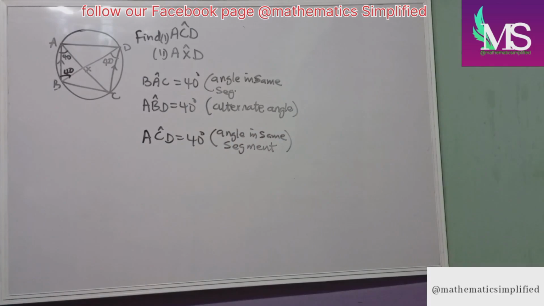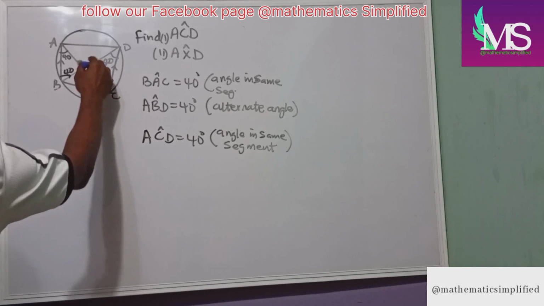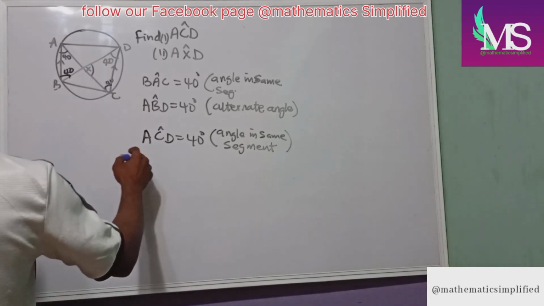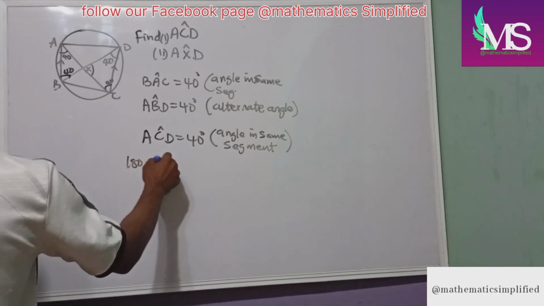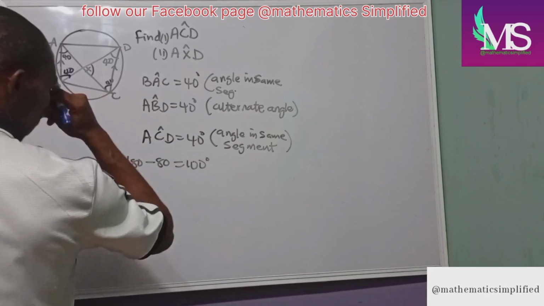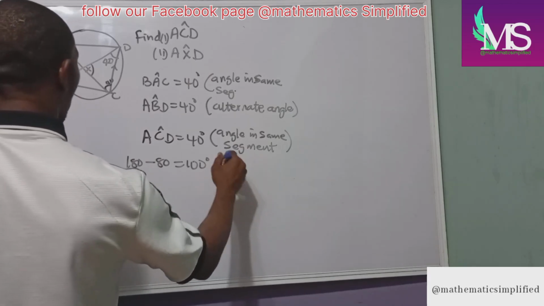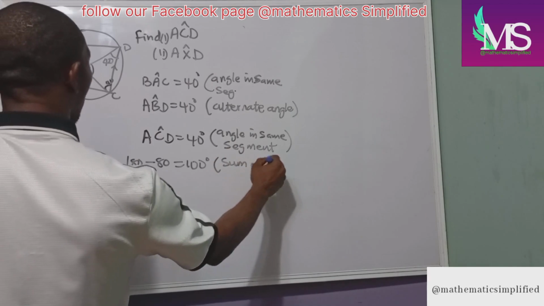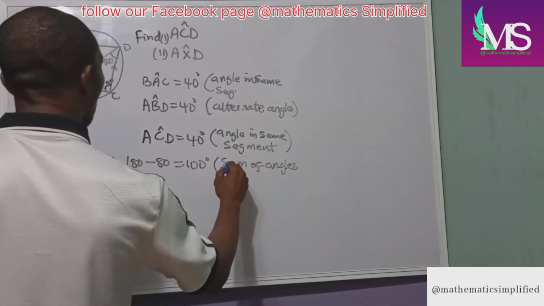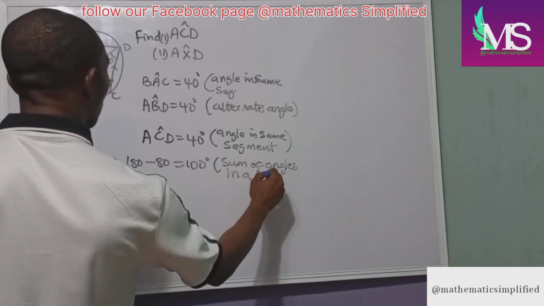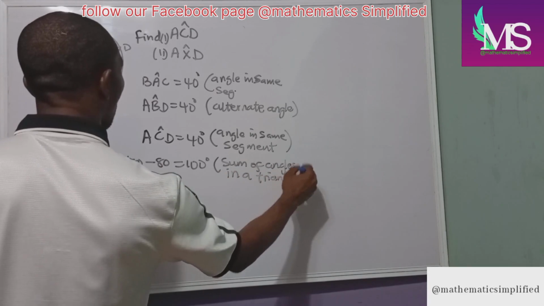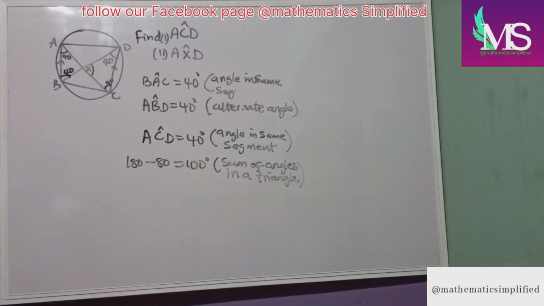Considering chord AD. Now since we know this to be 40, we can find this point, which will become 180 minus 80, which is 100 degrees. Reason: sum of angles in a triangle. Sum of angles in a triangle will give us that reason.